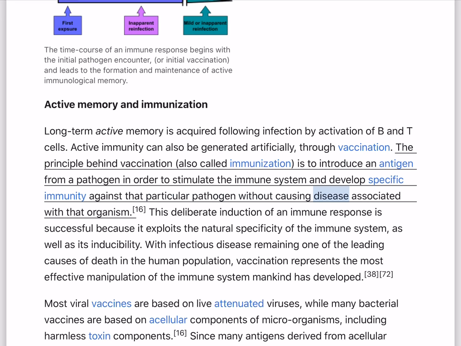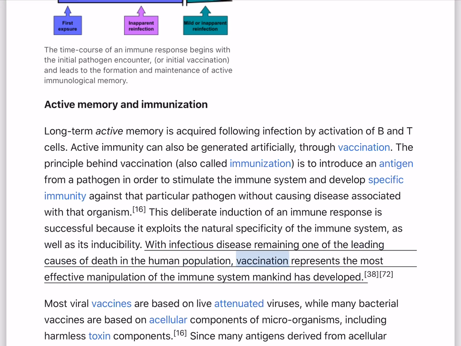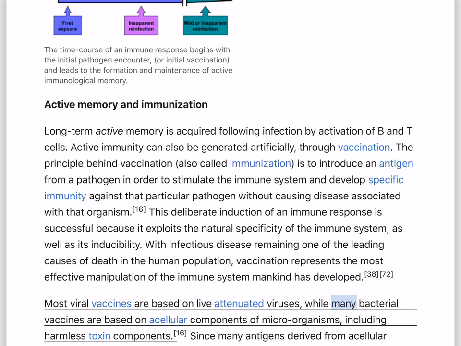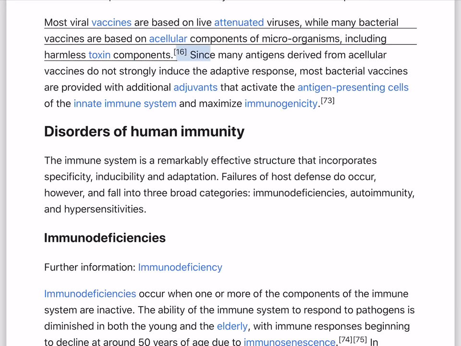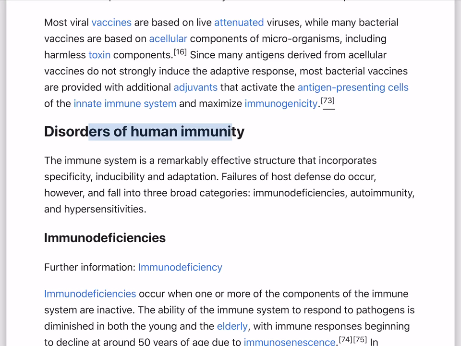This deliberate induction of an immune response is successful because it exploits the natural specificity of the immune system, as well as its inducibility. With infectious disease remaining one of the leading causes of death in the human population, vaccination represents the most effective manipulation of the immune system mankind has developed. Most viral vaccines are based on live attenuated viruses, while many bacterial vaccines are based on acellular components of microorganisms, including harmless toxin components. Since many antigens derived from acellular vaccines do not strongly induce the adaptive response, most bacterial vaccines are provided with additional adjuvants that activate the antigen presenting cells of the innate immune system and maximize immunogenicity.